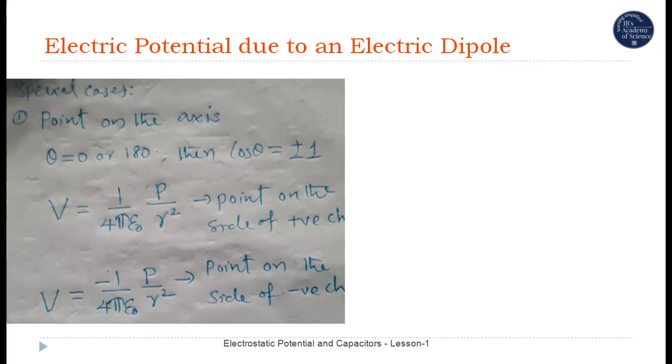This is if the point is on the side of the positive charge. Or V is equal to minus 1 by 4 pi epsilon 0 P by R square if P is on the side of the negative charge.